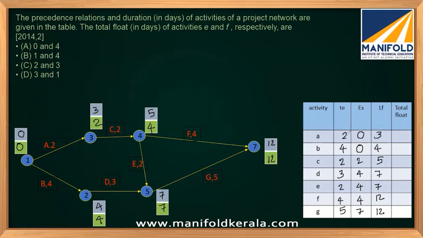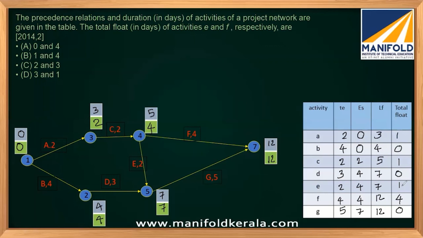Now we have to estimate the float, nothing but LF minus ES minus duration. So 1. 4 minus 4, 0. 2 minus 2, 0. 5 minus 2 minus 2, 1. 7 minus 4 minus 3, 0. And 7 minus 4 minus 2, 1. 12 minus 4 minus 4, it will be 4. And 12 minus 7 minus 5, 0.